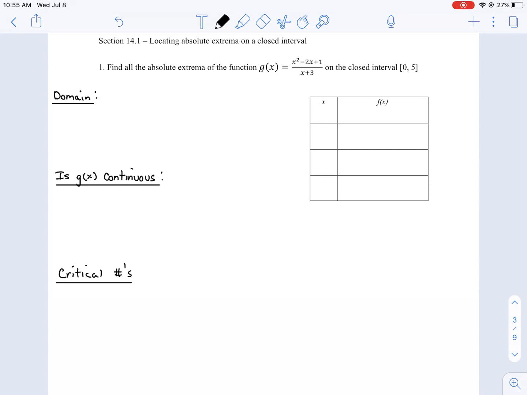Hello class, in this video I'll be showing you how to find the absolute extrema of a function. Let's begin. Find all absolute extrema of the function g of x on the closed interval 0 to 5.